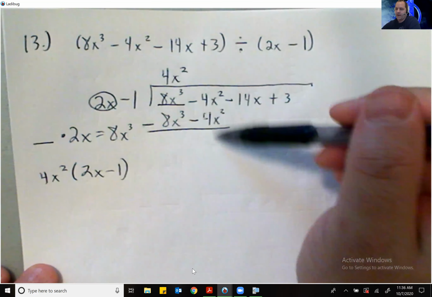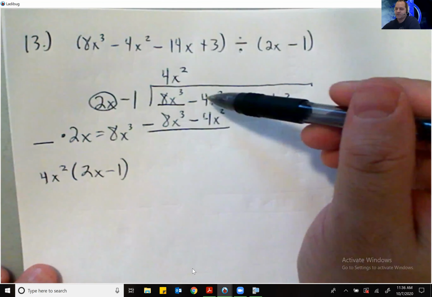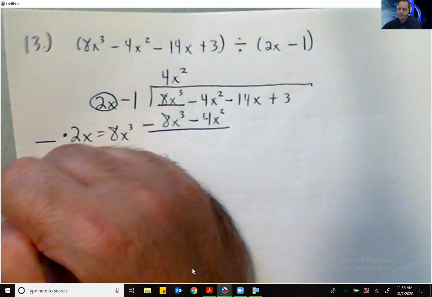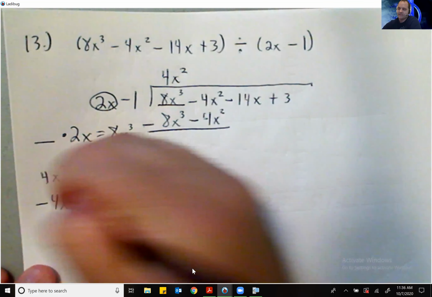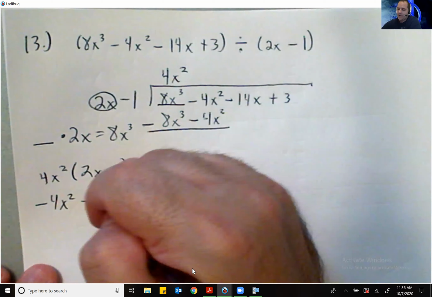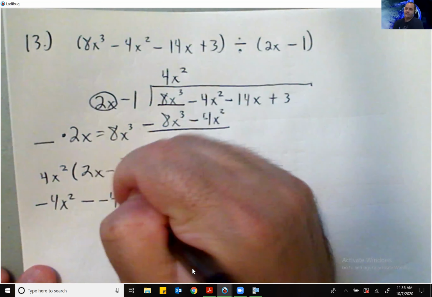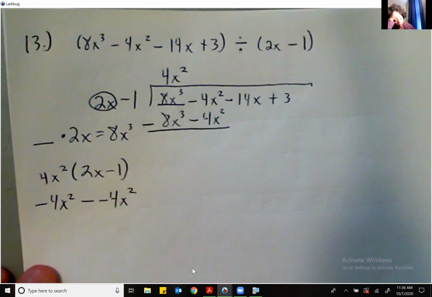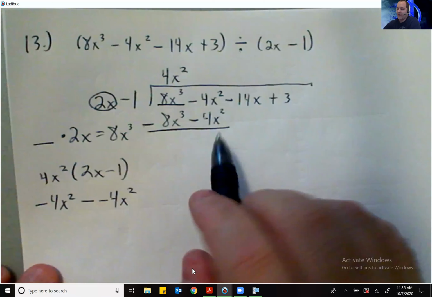But let's take a look at what we got here. We've got negative 4x squared. I always like to write down the second piece. Minus a negative 4x squared. So what does that give us? It cancels out as well. So we've got nothing left here.